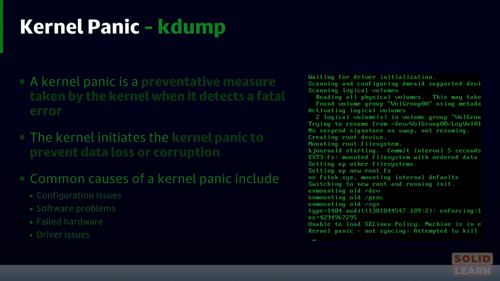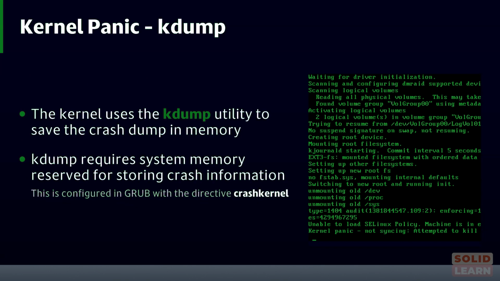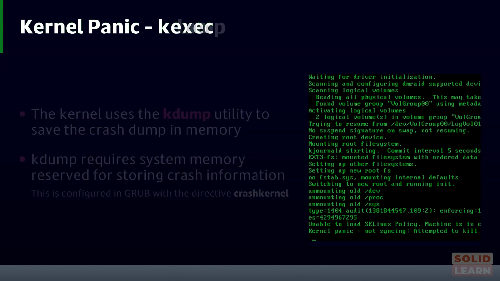So the kernel uses the kdump utility to save the crash dump in memory. Now that requires that you have some system memory set up or reserved for storing that information, and that's configured in grub using crashkernel. Crashkernel is used to set up and reserve a certain amount of system memory to write the output of a kernel panic so that it can be used to determine what exactly happened when the kernel panic occurred.